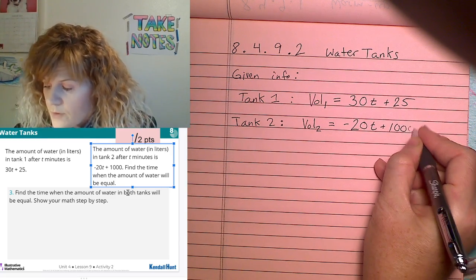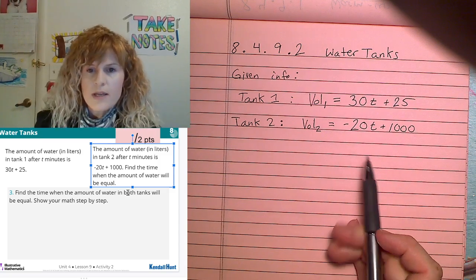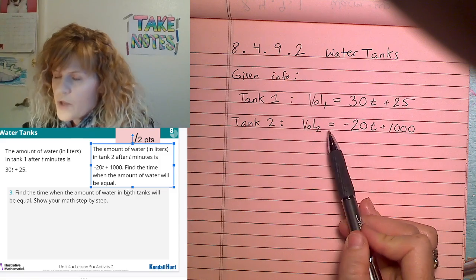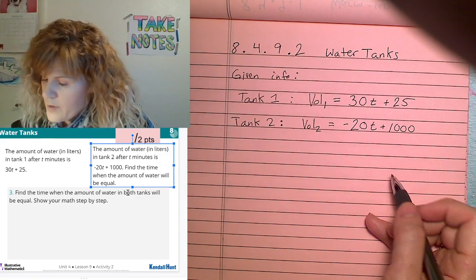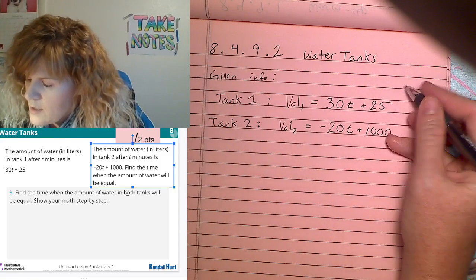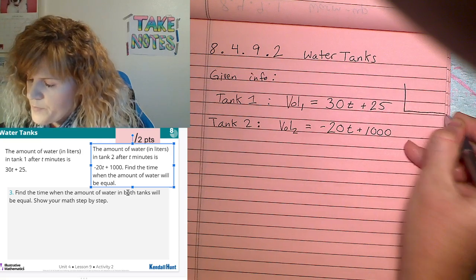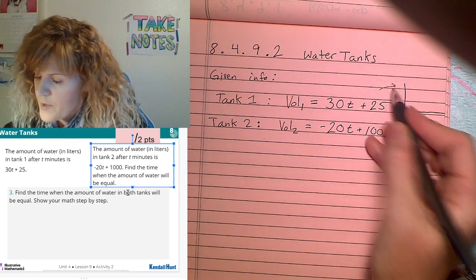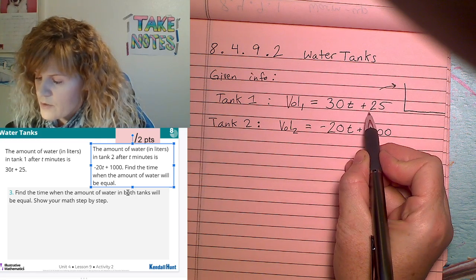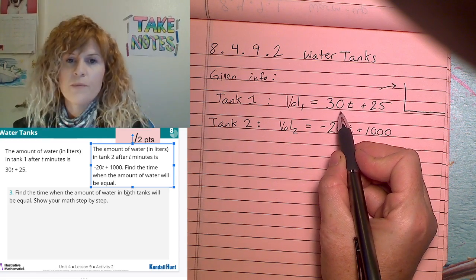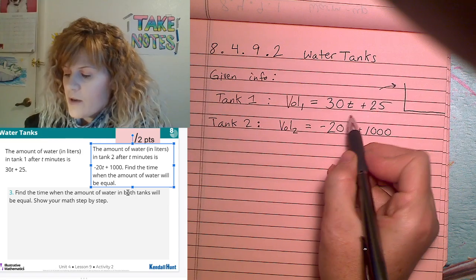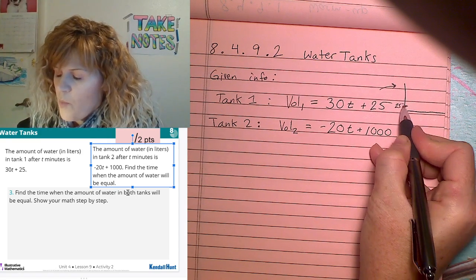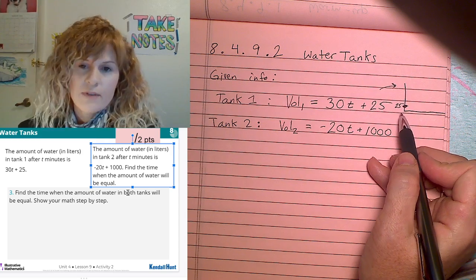Now, if you were not very good in Unit 3, if you didn't feel comfortable making these kinds of equations, you'll need to go back and review Unit 3. But really quickly, I can describe it for you. Looking at tank 1, it's saying that when time equals 0, at 0 minutes, the volume already has 25 liters of water in it. So it has like a y-intercept right here at 25 liters.